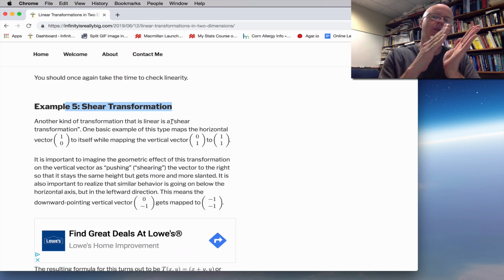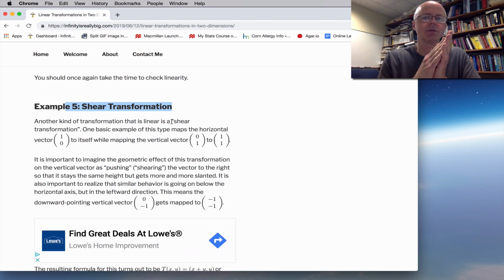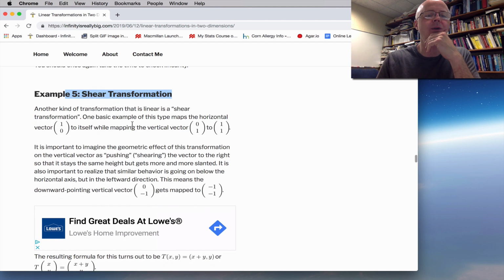It's going to shear it. Again, I'm not sure of the origin of that term. It's like if it were a building, it's causing it to become a slanted building. Okay, so you might wonder if it's related to slanted coordinates.